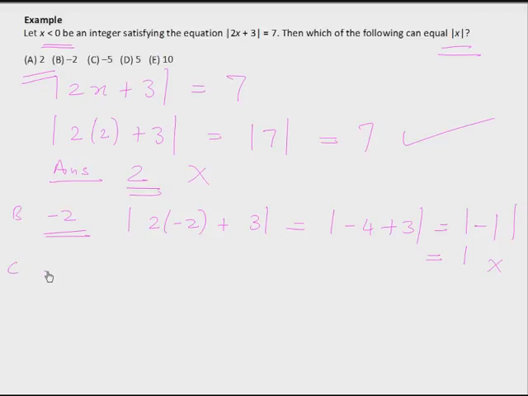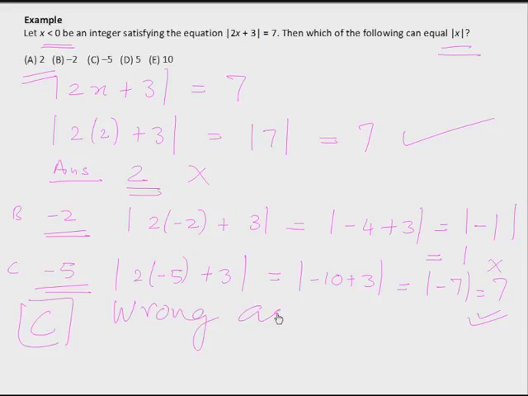How about C, minus 5? I'll put in minus 5. 2 times minus 5 plus 3, which is minus 10 plus 3, which is absolute value of minus 7, which is 7. It's working. Is everything working? Fine. So I've got an answer. Minus 5 seems to satisfy the equation. Does it satisfy all the additional conditions? x less than 0. Yes, minus 5 is less than 0. So I've nailed my answer. The answer is C.